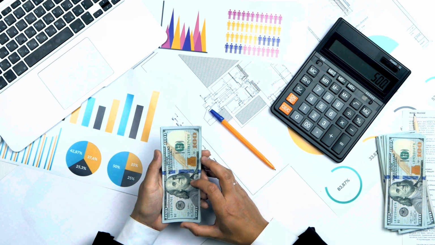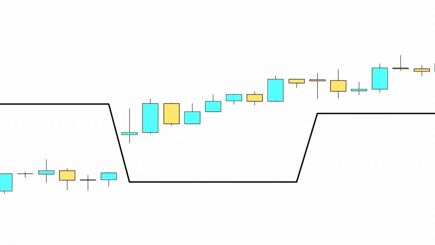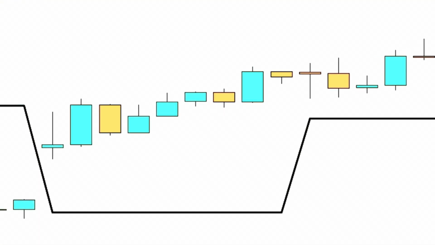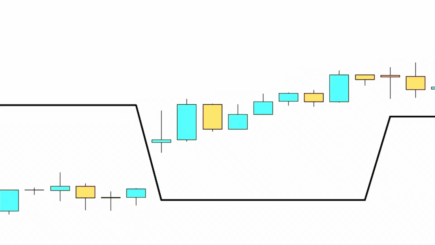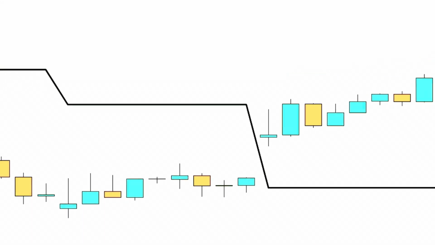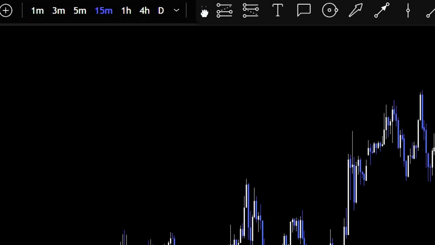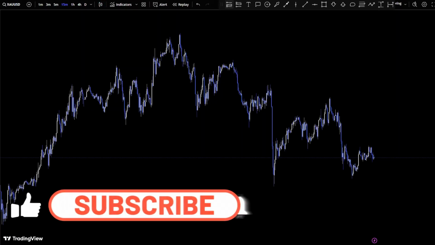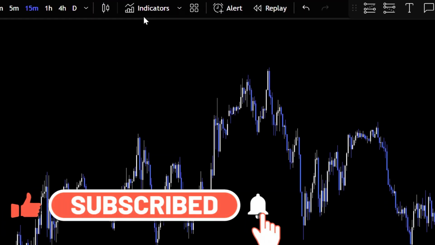To make this work, we use an indicator called breakout. It's super handy because it draws a line on your chart based on the higher time frame you pick. Adding it to your chart is easy, even if you're just starting out. On TradingView, go up to the indicator section at the top. Now click it. A window will pop up.